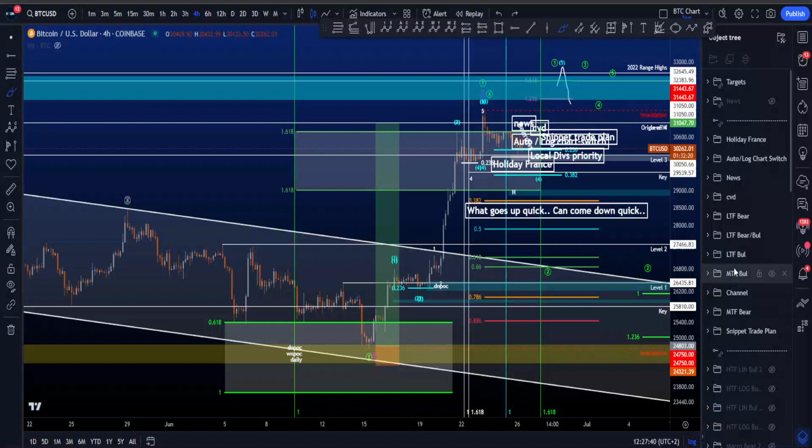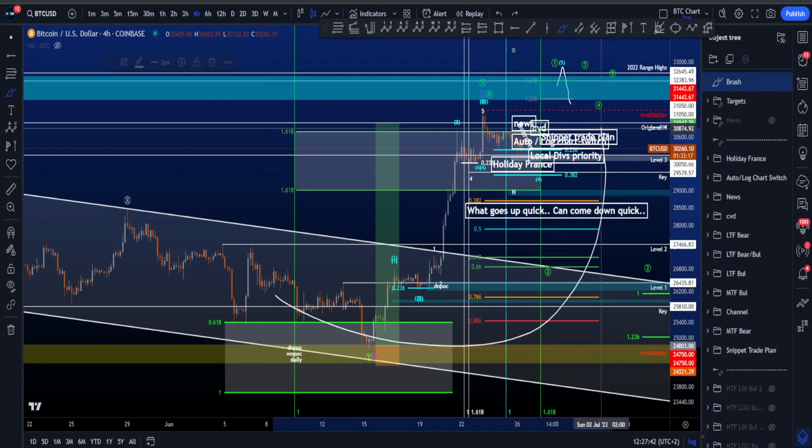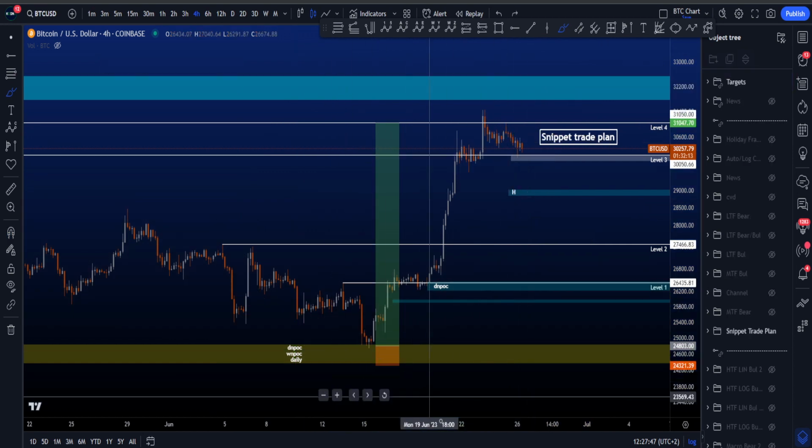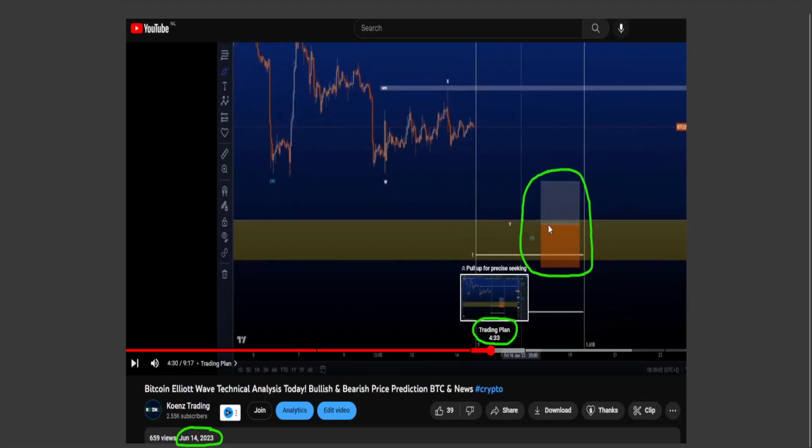Hi everyone, let's go through my medium time frame and low time frame bullish and bearish Elliott Wave scenarios on Bitcoin, starting with the trading plan that I shared before going on holiday, where we were looking for long setups right on top of the yellow target box with the stop loss below.